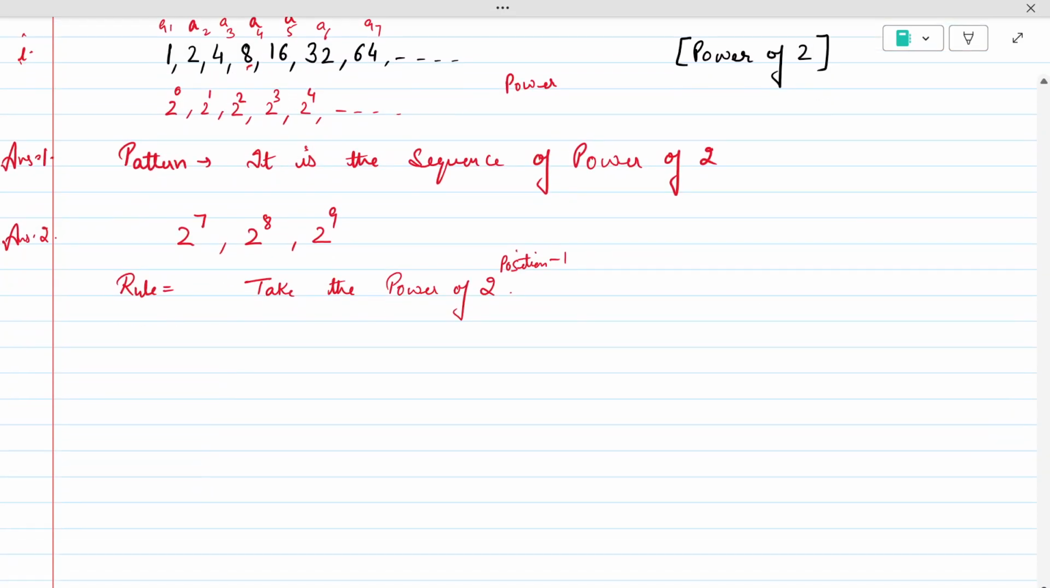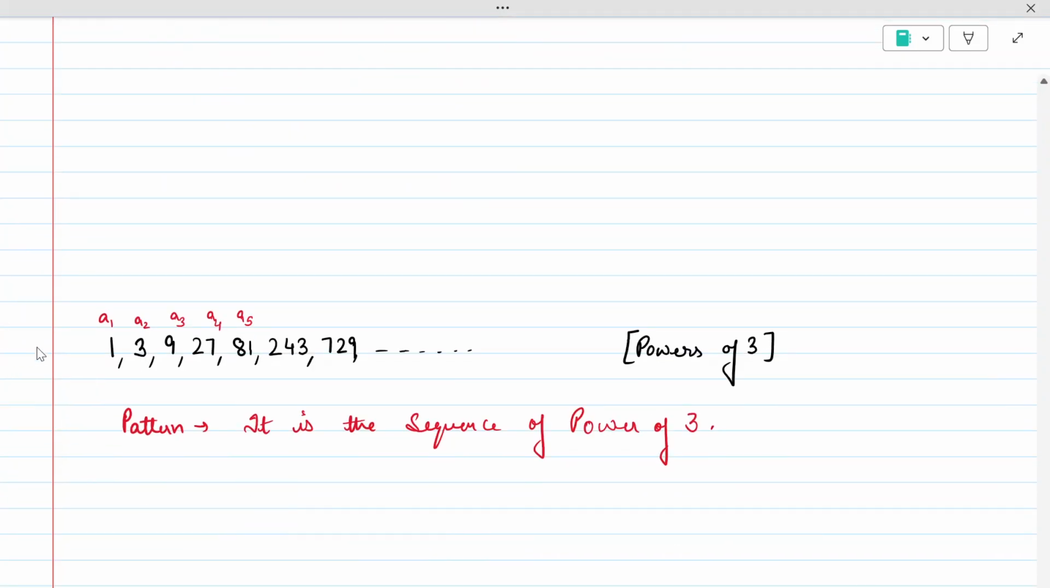Okay, next is the last one. The last sequence is the power of 3. So again, the same thing will follow. This is 3 raised to the power 0. These are all the sequence of powers of 3. So 3 raised to the power 2, 3 raised to the power 3, and so on. This we have done. So the pattern it is following is the sequence of powers of 3. Right? Now, answer number 2, here we have to find the next numbers.